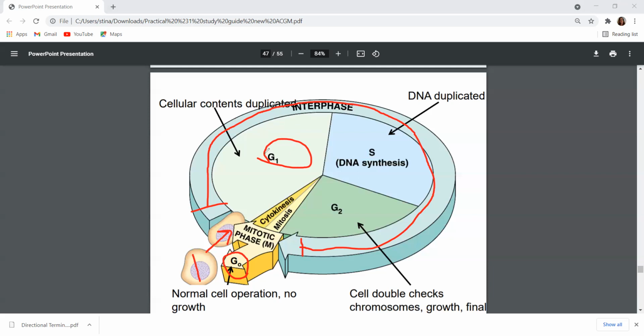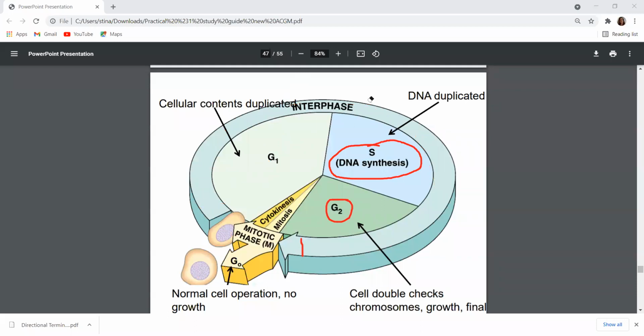After the cellular components have been duplicated, then we enter into S phase. And in S phase, the DNA is copied, or DNA gets synthesized so that you have 2 copies of DNA. Then from there, you're going to enter into the G2 phase. In this phase, the cell is going to do its last growth phase, and your cell is going to double check the chromosomes to make sure there is not a synthesis error. If there is a synthesis error, then that cell will be marked for death so that the body can get rid of an abnormal cell.